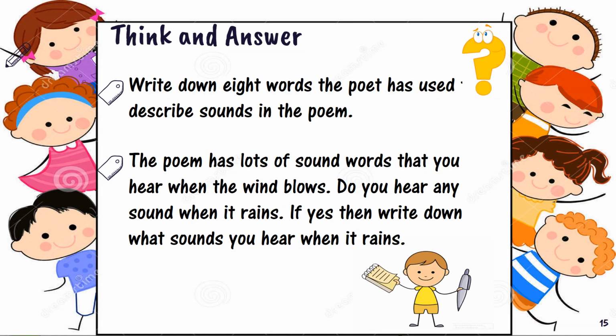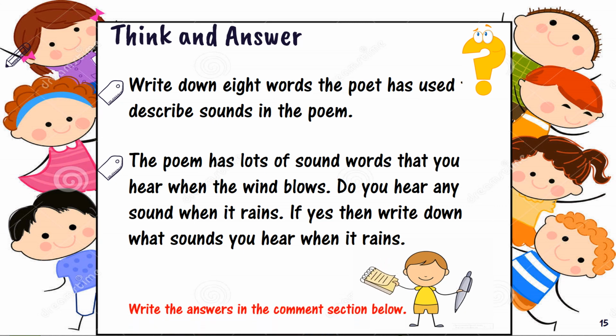With this, we have come to the end of this session. Children, here are two simple questions for you all to answer. So think and answer. Number 1, write down 8 words the poet has used to describe sounds in the poem. The poem has lots of sound words that you hear when the wind blows. Number 2, do you hear any sound when it rains? If yes, then write down what sounds you hear when it rains. You can write the answers in the comment section below.